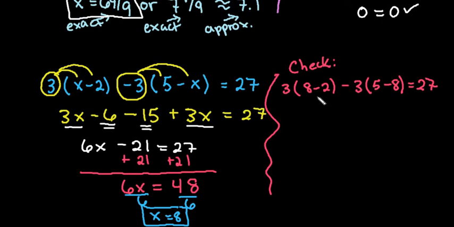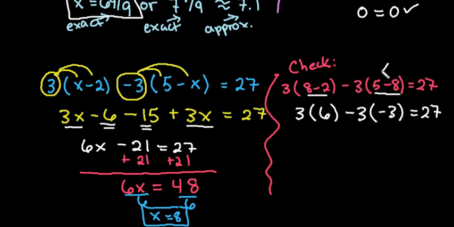I'm going to simplify what's inside the parentheses rather than distributing just because it's simpler, but you could do it that way as well. So I would end up with 3 times 6 minus 3 times negative 3 equals 27. Since these are different signs, I have a positive and a negative. Whenever you are doing that, you're subtracting and keeping the sign of the larger absolute value term. So 8 minus 5 would give me 3. Since the 8 is larger, I would have a negative. 3 times 6 gives me 18, plus 9 equals 27, and we can see that that is true.